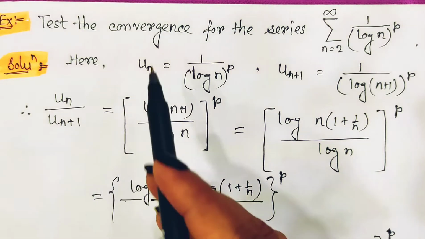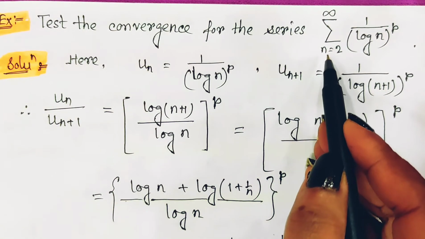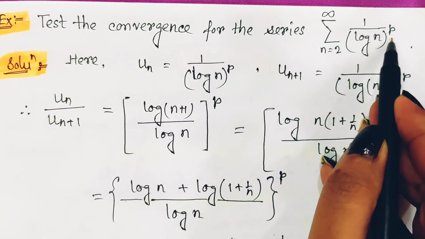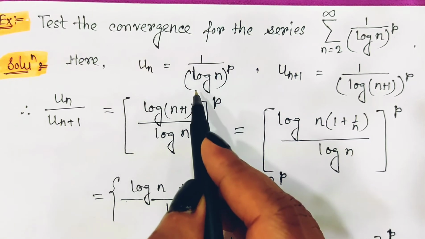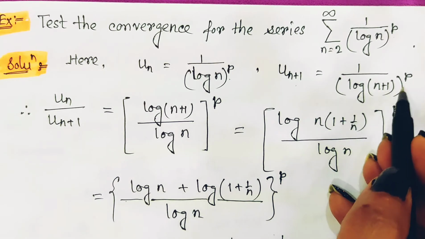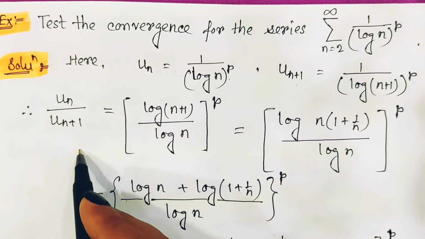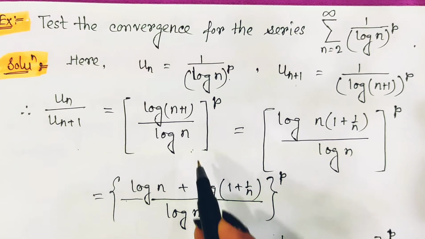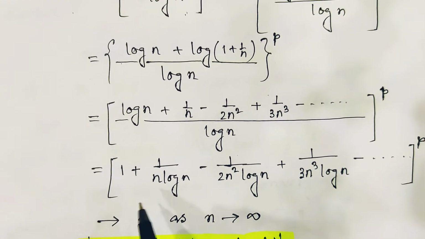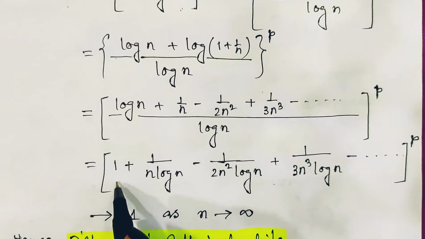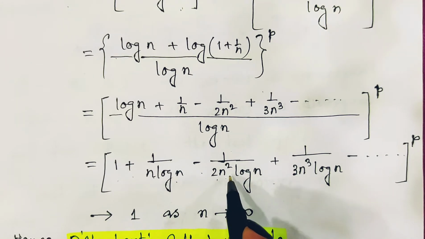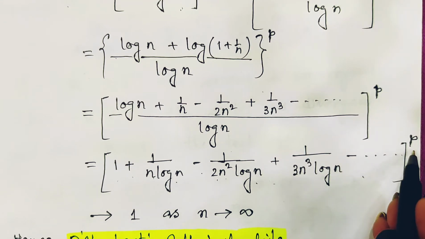The next example is: test the convergence of the series summation n from 2 to infinity of 1 by (log n) to the power of p. So here obviously un is 1 by (log n) to the power p, and un plus 1 is equal to 1 by (log of n plus 1) to the power of p. If we take this ratio, substitute the values accordingly and simplify, then we will find the value is this one. Just look at this: 1 plus 1 by n log n minus 1 divided by 2n square log n, and in this way, whole to the power of p.